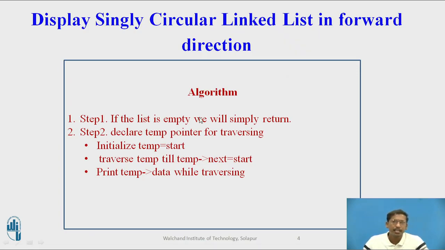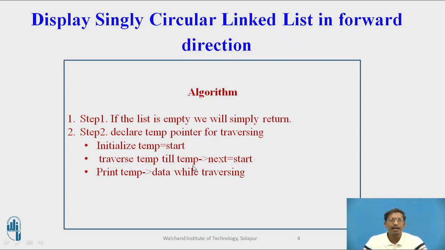Step 1: if the linked list is empty, we will simply return. You cannot display the nodes when the singly circular linked list is empty. In that case, we are directly returning from the function. Otherwise, declare one temporary pointer called temp for traversing from first node to the last node. Initialize temp to the start, so temp will point to the first node. How to point to the first node? Using the start variable, where start is my global variable.